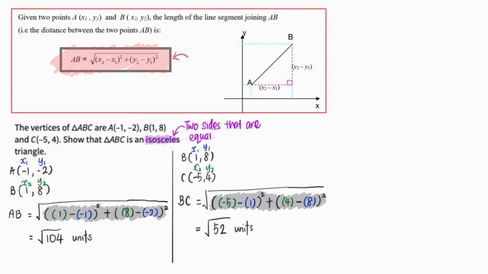Okay, so now we know AB and BC are not equal, and therefore the last line that we are going to find would be AC. So this one I'm going to write at the top. My point A is (-1, -2), and my point C is (-5, 4).